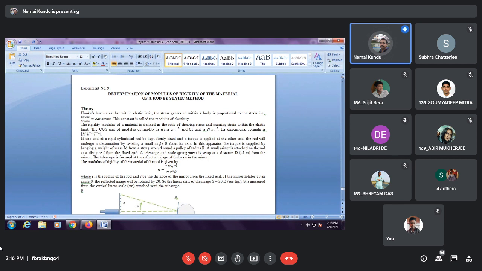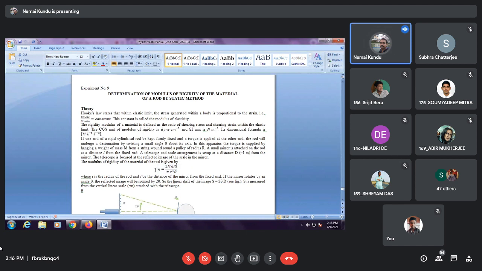A telescope and scale arrangement is set up at a distance capital D, which is 1 meter from the mirror. The telescope is focused on the reflected image of the scale in the mirror. Smaller r is the radius of the rod, that is the metallic experimental rod, and L is the distance of the mirror from the fixed end.